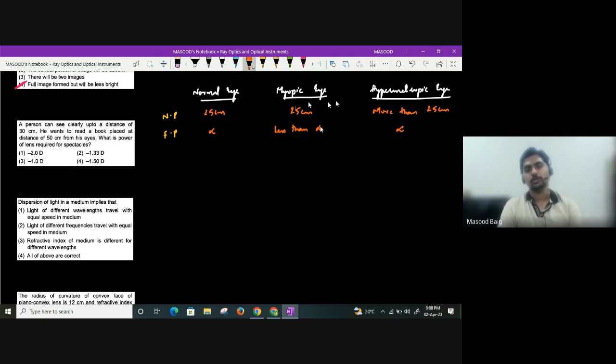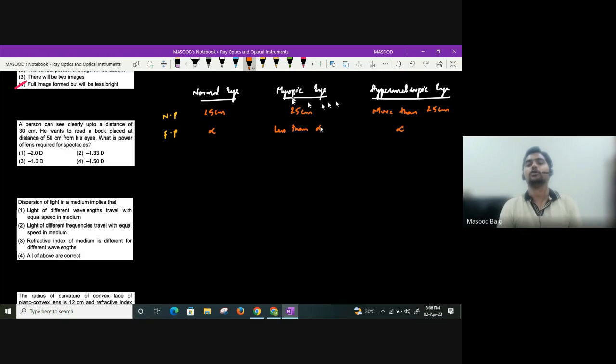Now, I have to increase it to 50 centimeters. So if I want to increase it to 50 centimeters, it means I have to increase the far sight, guys. In order to increase the far sight, I will use a concave lens.